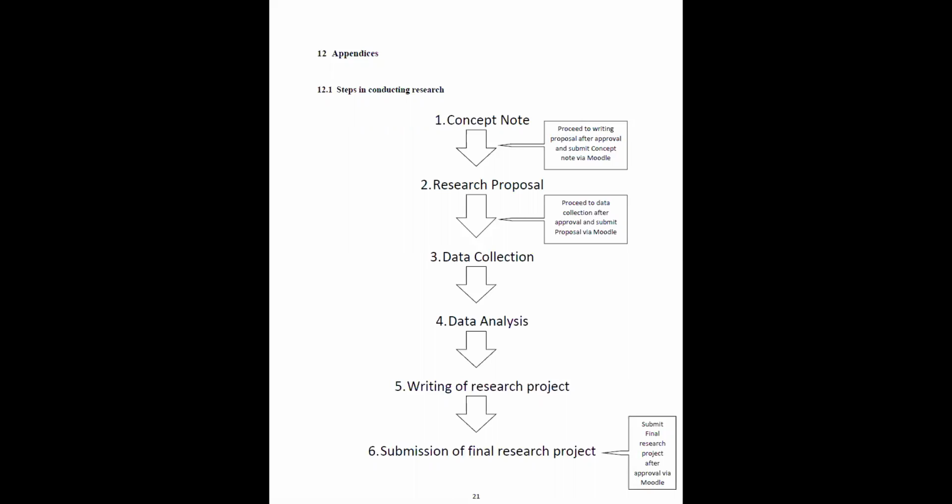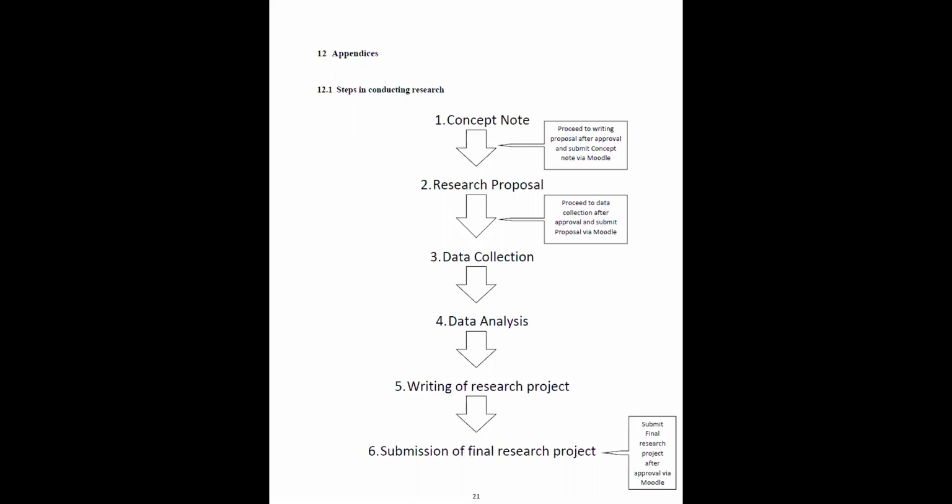So the first step which we expect you to do is to write what we call a concept note. And a concept note is just a summary of your research problem. What is your research problem? So it's just a summary. Before you really proceed to develop a full proposal, you need to let us know of your idea. What is this idea which you want to research on? So we will give you the format of how you're supposed to write this concept note, which is just a summary of your research.